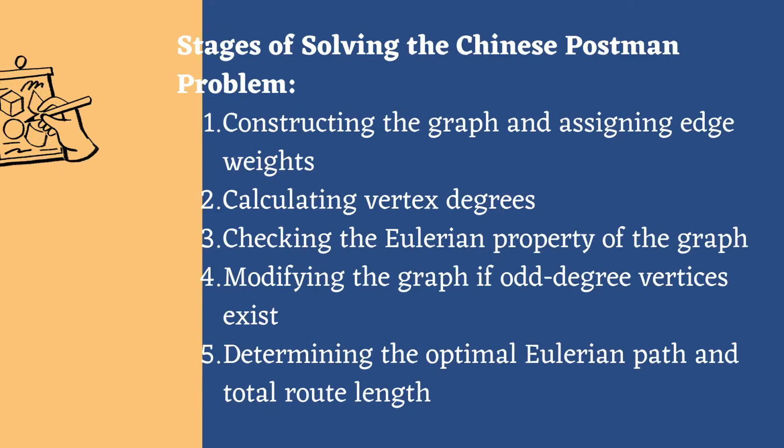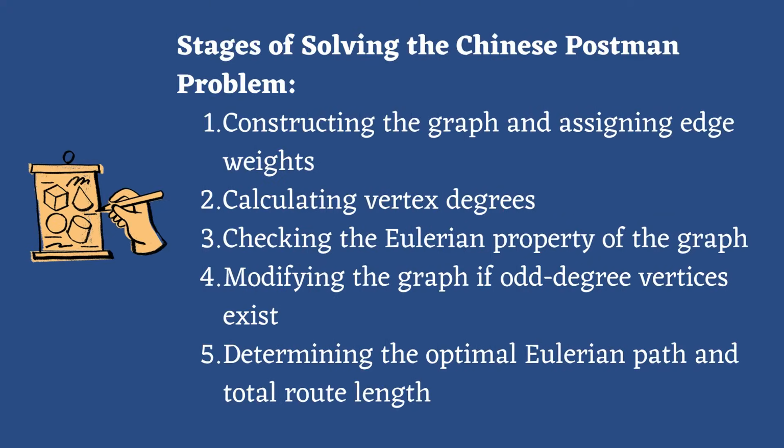The stages of solving the Chinese Postman Problem: 1, constructing the graph and assigning edge weights; 2, calculating vertex degrees; 3, checking the Eulerian property of the graph; 4, modifying the graph if a particular vertex exists; and 5, determining the optimal Eulerian paths and total route lengths.